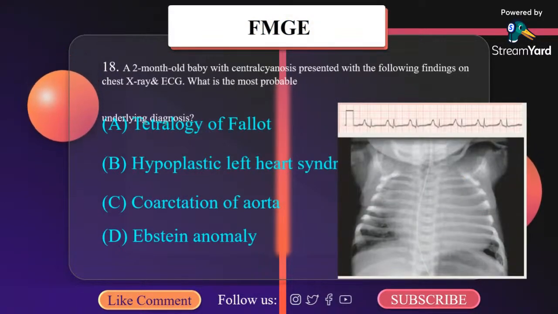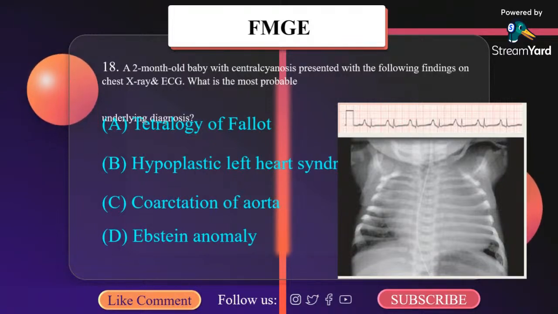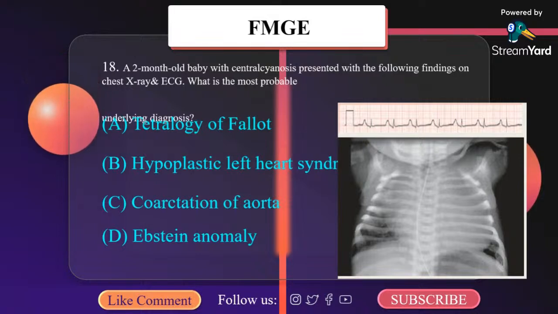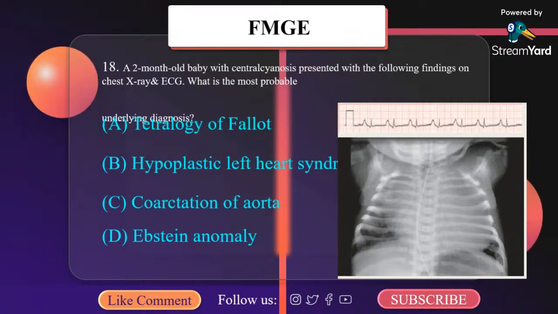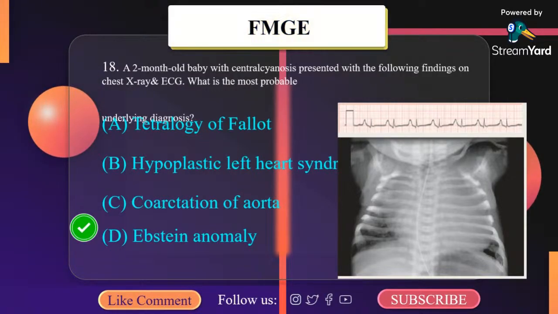A 2-month-old baby with central cyanosis presents with the following findings on chest X-ray and ECG. What is the most probable underlying diagnosis? A. Tetralogy of Fallot. B. Hypoplastic left heart syndrome. C. Coarctation of aorta. D. Ebstein anomaly. Well, it is Ebstein anomaly.